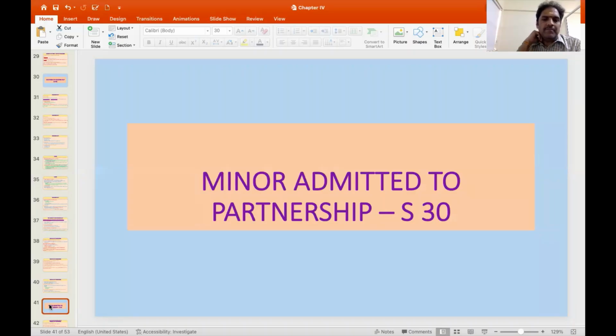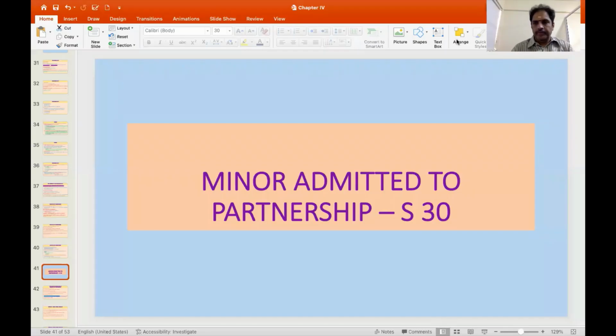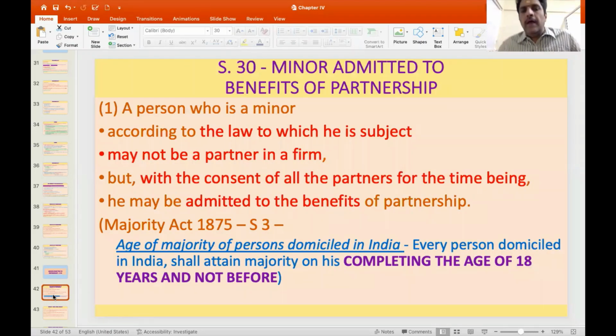Then the next important aspect here is relating to minor admitted to partnership. So minor admitted to partnership, section 30. Here, a person who is a minor according to the law to which he is subject may not be a partner in the firm, but with the consent of all the partners for the time being, he may be admitted to the benefits of the partnership.